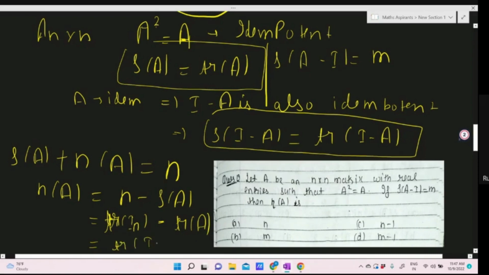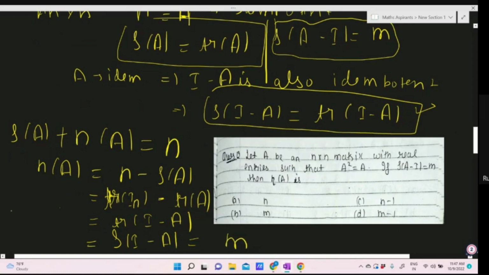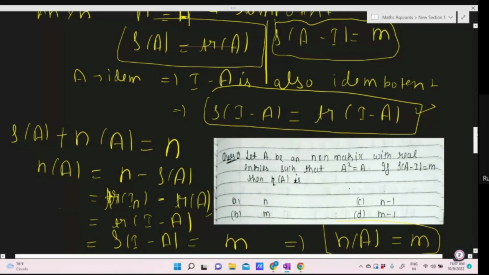That is, trace of I minus trace of A is equal to trace of I minus A. Now using this result, we can say that trace of I minus A is equal to rank of I minus A. And it is given that rank of A minus I is equal to M. If rank of A minus I is equal to M, then rank of I minus A will also equal M. Now from here, we will get nullity of A is equal to M. Therefore, option number B is the correct option.